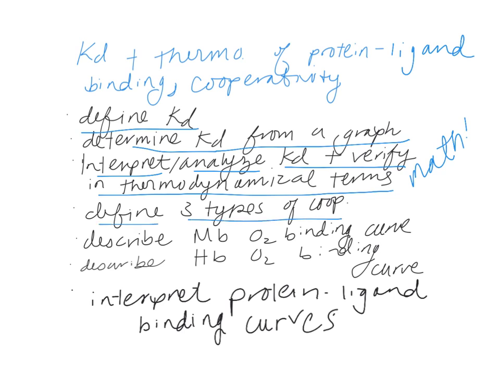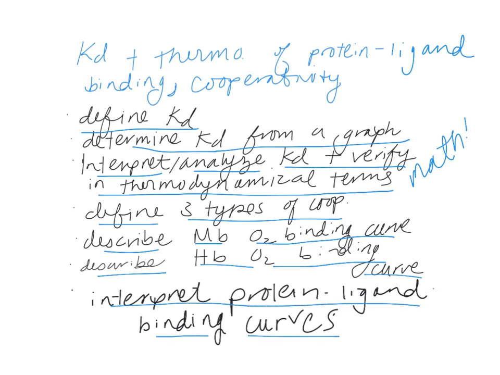Define the three types of cooperativity. Describe a myoglobin oxygen binding curve. Describe a hemoglobin oxygen binding curve. And just in general, interpret protein ligand binding curves. Ligand is also a vocab word in this video. Some people pronounce this word ligand, so you may have heard it before. I pronounce it ligand. Some have pronounced it ligand. Food for thought.